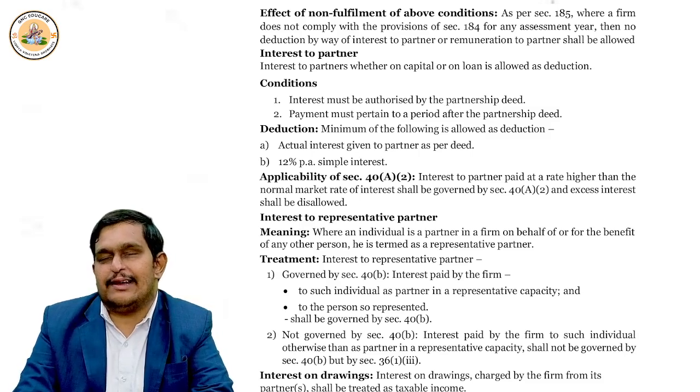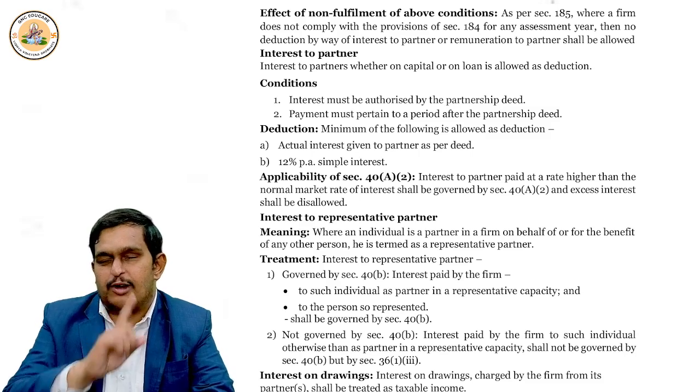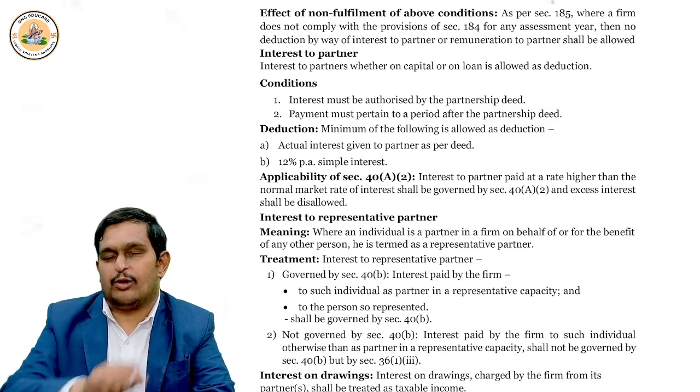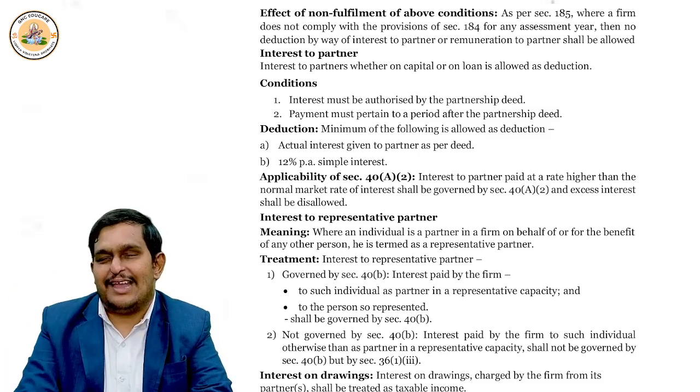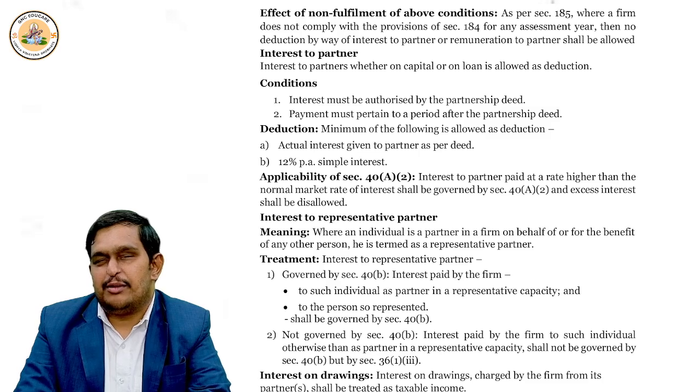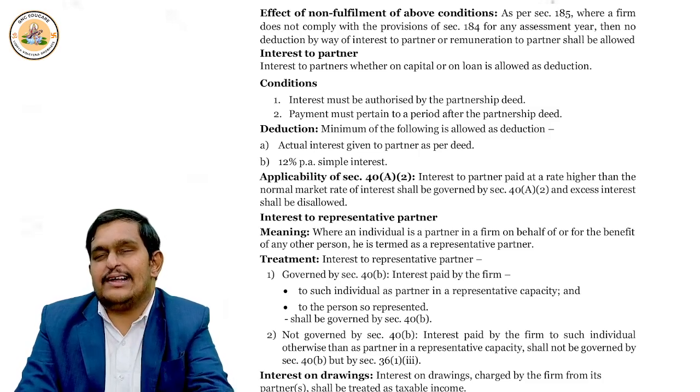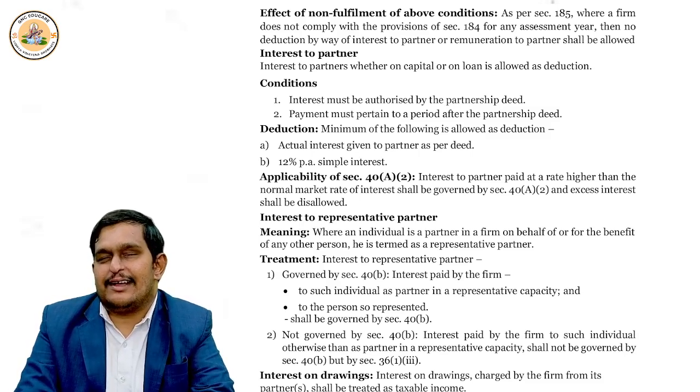But if suppose you fail these conditions, then 185 comes into the picture. And 185 says, if you did not satisfy the 184 conditions, no deduction of interest, no deduction of remuneration is allowed, that's it. So that means if you have actually deducted interest or remuneration, you should add it back completely. Because 185 says if you don't satisfy the conditions of 184, then the deduction of interest or remuneration is not allowed. So if you deducted, then add it back. If you have not deducted, then you cannot deduct. Like that, you should remember section 185.